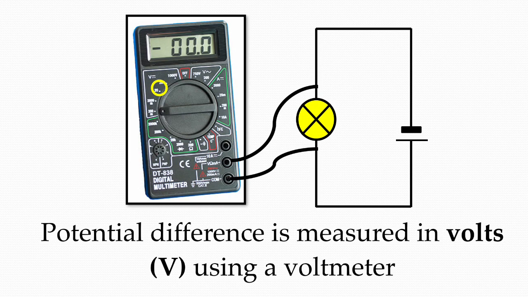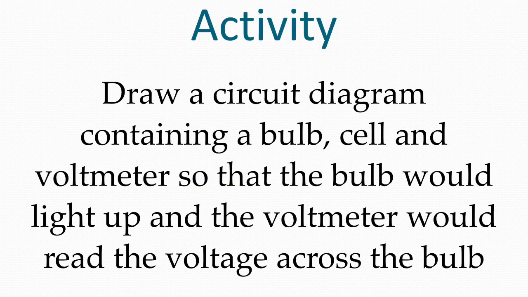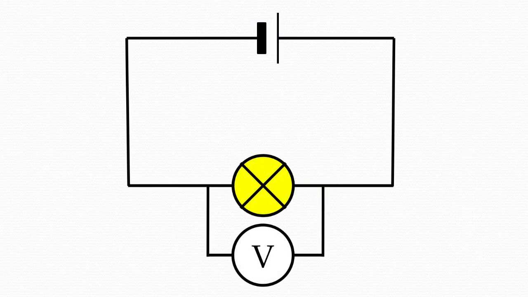Potential difference is measured in volts, using a voltmeter placed across the component or in parallel. I'd like you now to draw a circuit diagram containing a bulb, a cell and a voltmeter. Make sure that the bulb will light up and the voltmeter will read the voltage across the bulb. Pause the video now while you do this, and please make sure you use half a page for your diagram. Your diagram should look something similar to this.